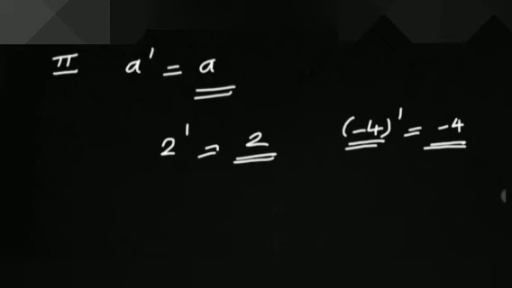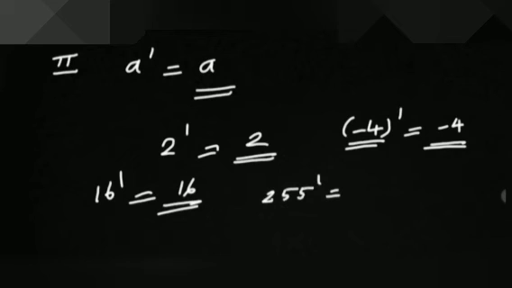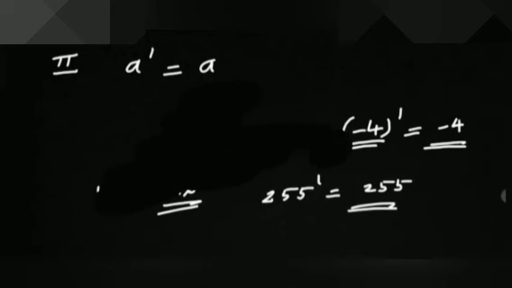Then let me ask one question. 16 raised to 1, what is the answer? Is 16 an integer? Yes, 16 is an integer. So what would be the answer here? 16 raised to 1? Yes, very good, 16. Like that, 255 raised to 1, what is it? Yes, 255 itself, good. Are you able to follow this? So what is our second important rule or law of exponents? Any integer to the power 1 is equal to the integer itself, isn't it? That is the second rule.